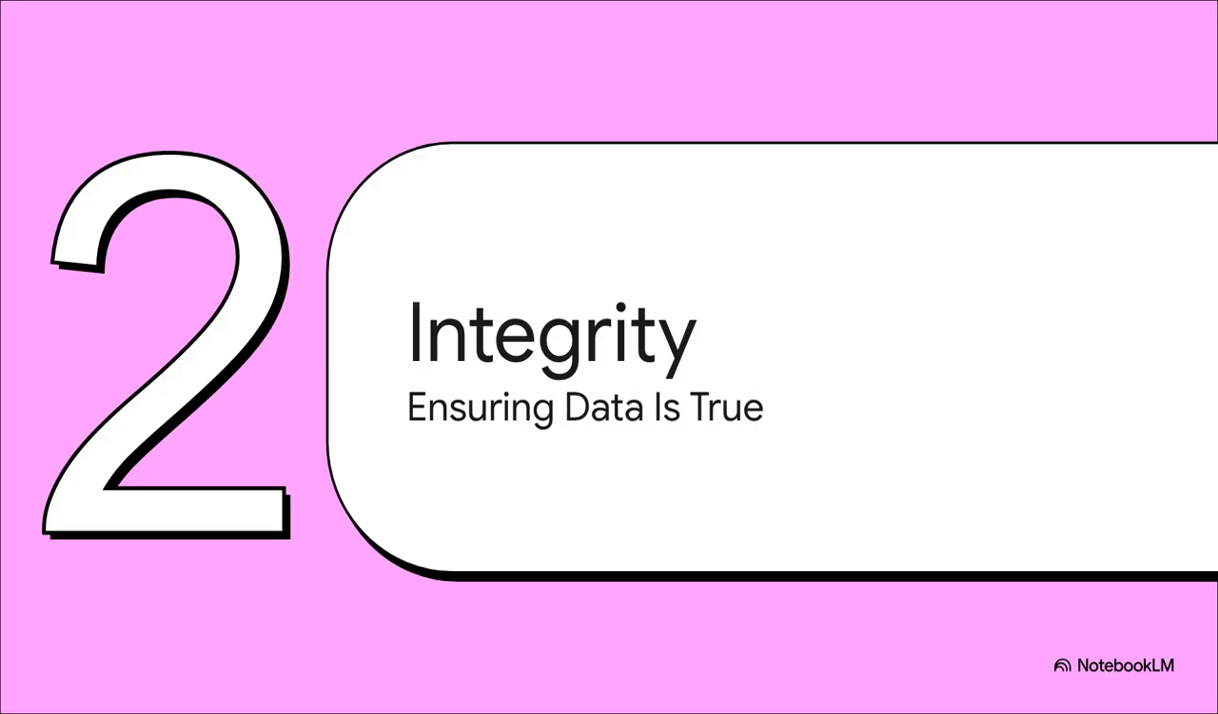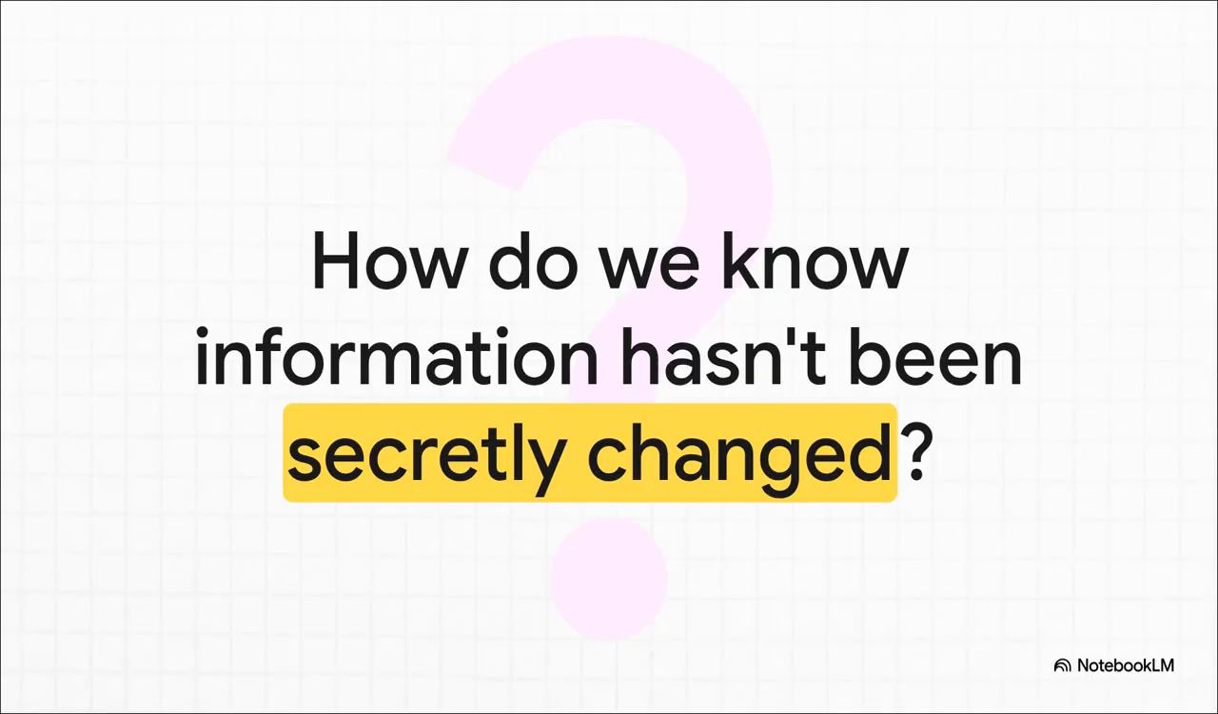Okay, so we've got our data locked down and secret. But can we trust it? Is it true? That brings us to our second pillar, integrity. This is all about making sure our data is consistent, accurate, and totally trustworthy, right from the moment it was created. Integrity is here to solve a really critical problem. How can you be 100% sure that the email you just got is the exact same one that your colleague sent? Or that the bank balance you see on your app hasn't been secretly tampered with?